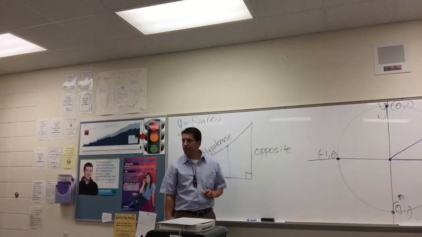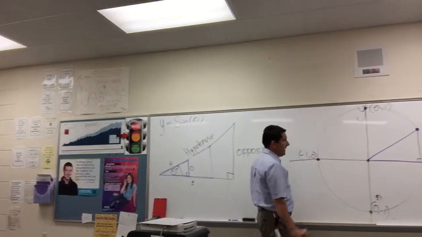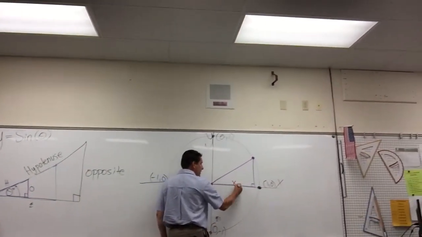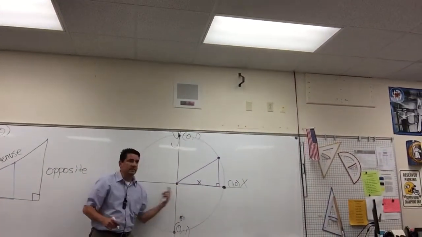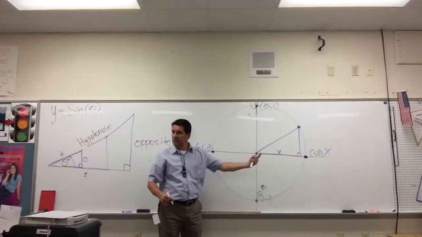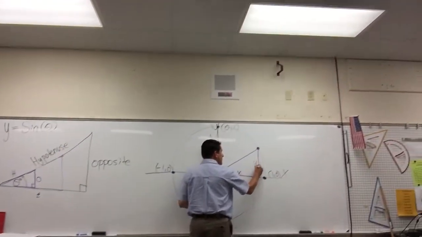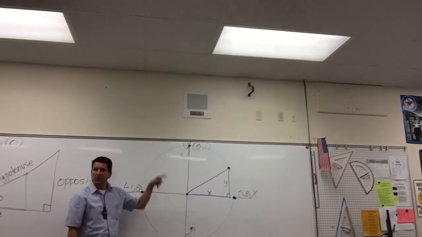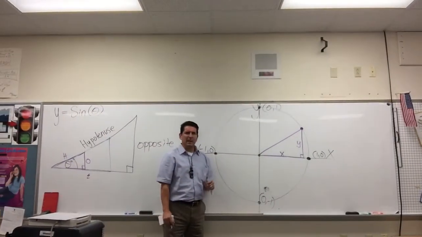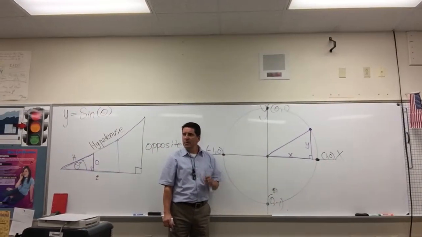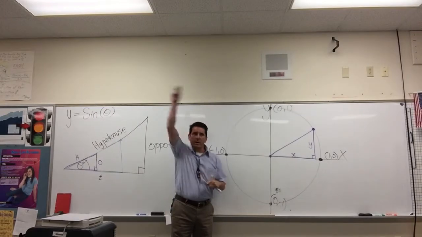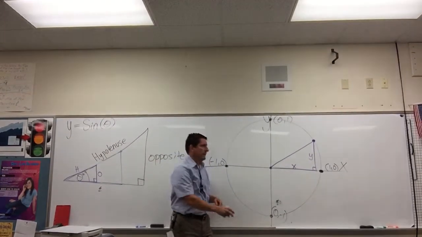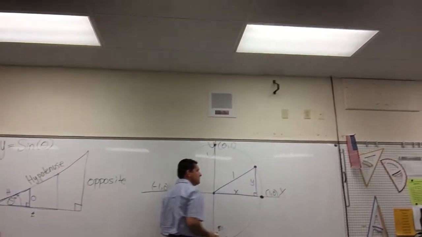Now, just for any random point, this would be the x distance on the circle. This would be the y distance on the circle, up and down. And what's the hypotenuse? It's 1. It's always a radius of 1. It's going around all the time. So this is 1.